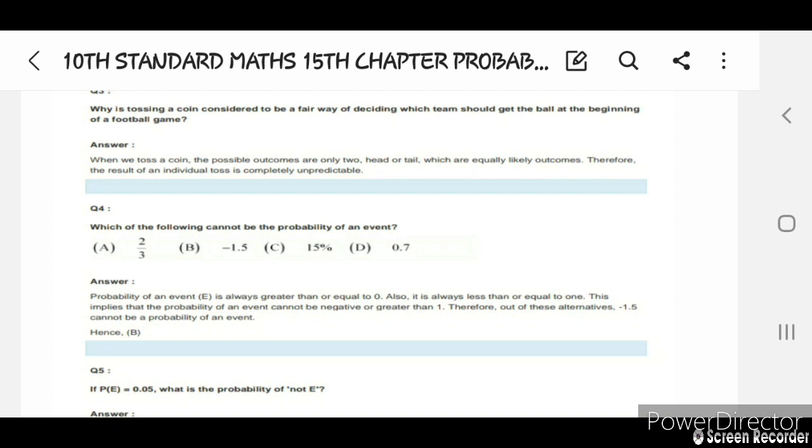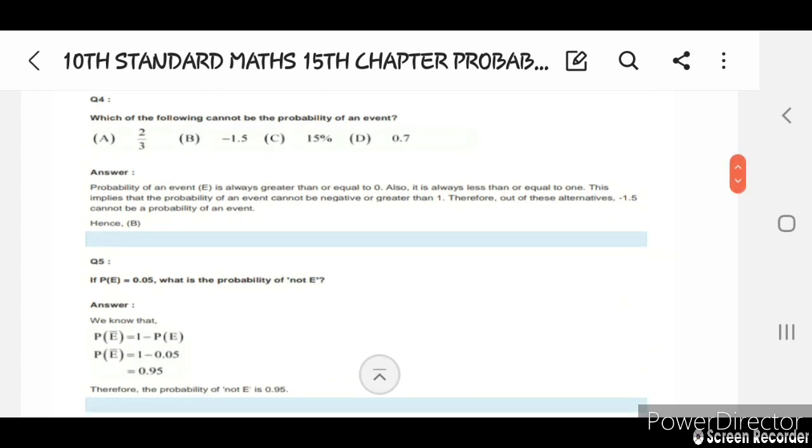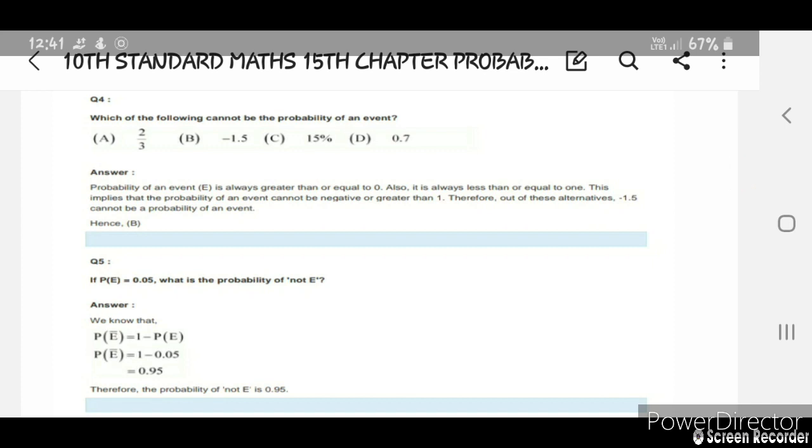It will be head or tail, which are equally likely outcomes, because you get only two outcomes. Therefore, the result of the toss is completely unpredictable. You cannot predict whether it will be head or tail.